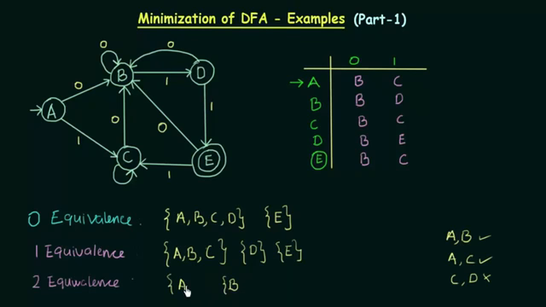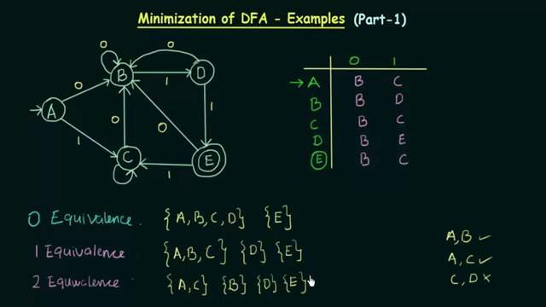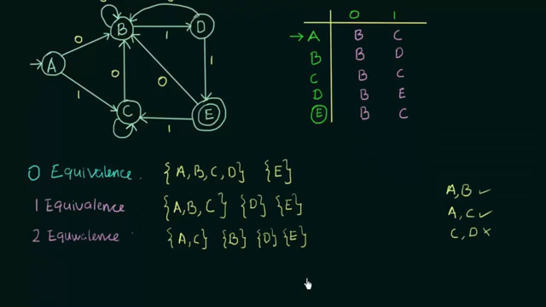So let me first check A and C, whether they are two equivalent or not. A and C. On getting input 0, where does it go? It goes to B and B. Same states, no problem. And on getting input 1, A and C, where does it go? It goes to C, C. Both go to the same states. So A and C are two equivalent to each other. So I can put C in this set. So B is now a separate set. D, I'll write it down as it was. And E also, I write it down as it was. Okay, now we have finished two equivalence.